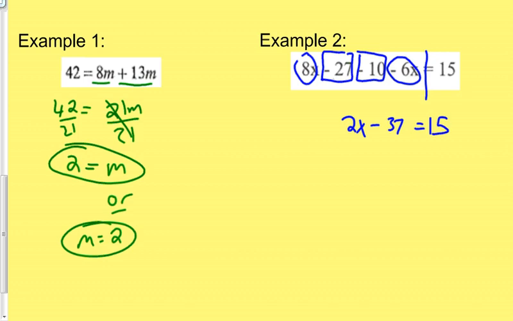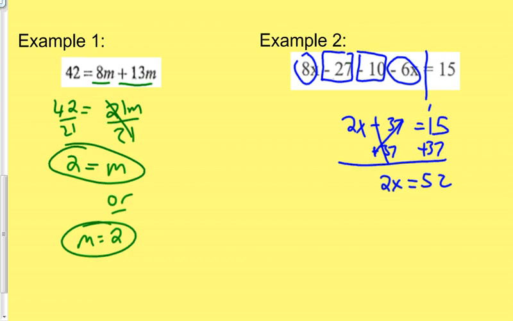We combine anything that was alike on the same side. And now we can finish it using the steps like a two-step equation. Let's go for anything that's not attached to the variable first, the stuff that's farthest away. And that would be this minus 37. Inverse operation would be plus 37. Plus 37 on the other side to keep our equation in balance. We have 2x left over on the left side. This is going to be a 2, carry the 1. We have 52 on the right side. And 2x equals 52.